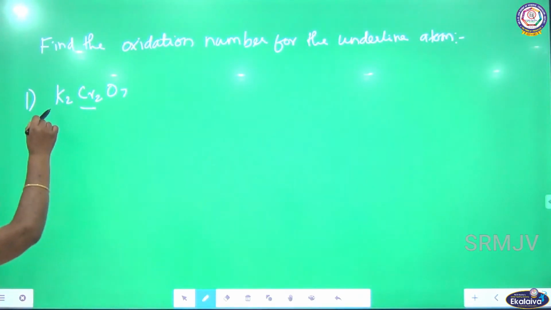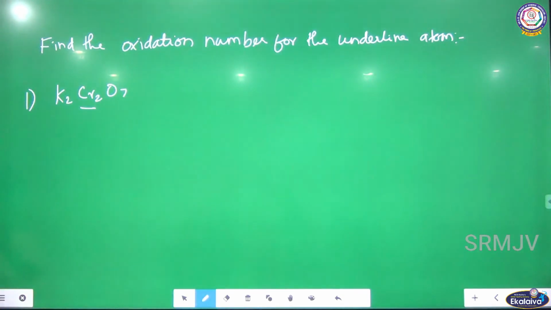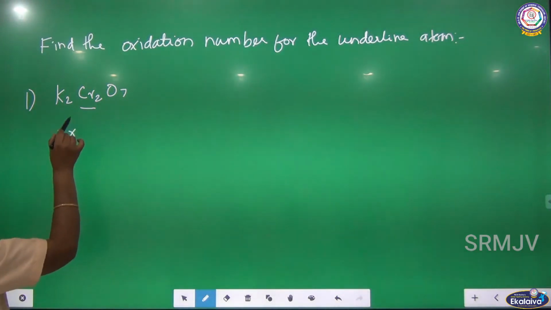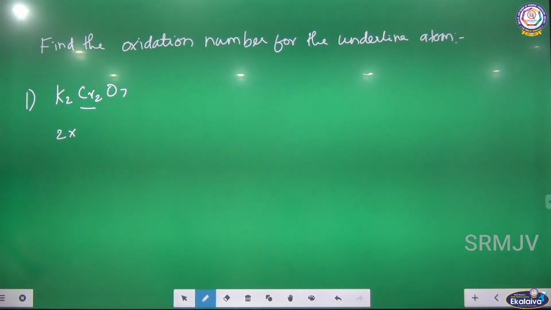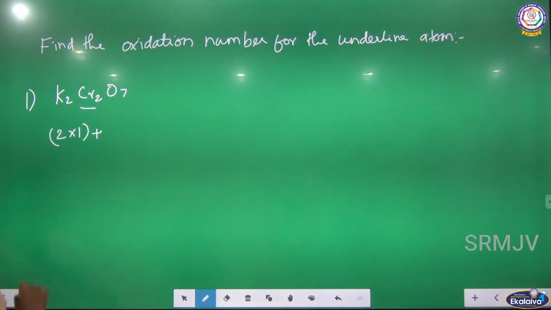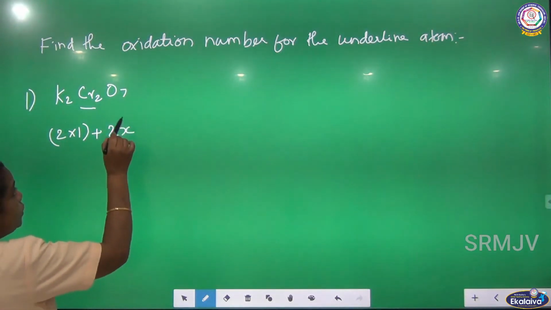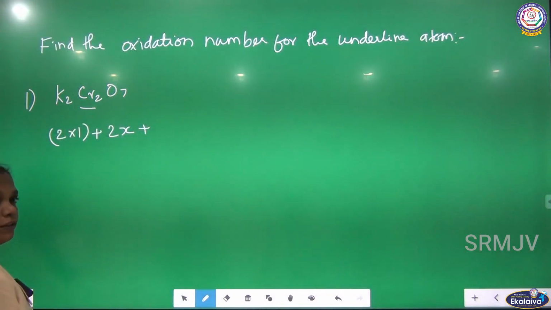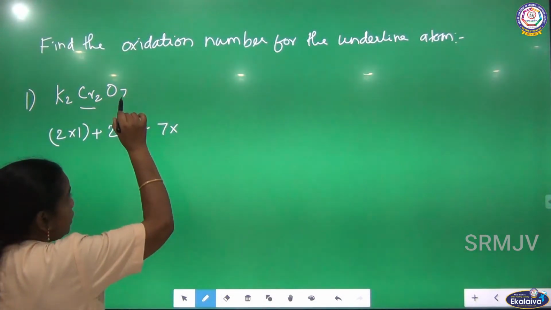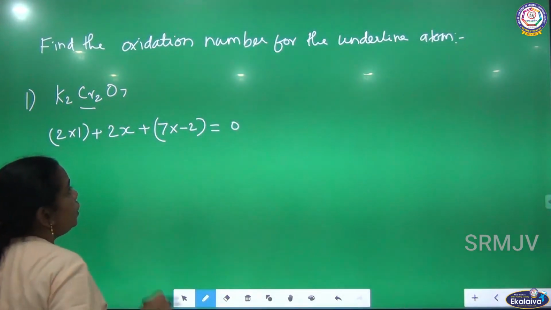Now you apply this. This is +1, and this one is -2. So how many potassium atoms are there? 2 potassium atoms. So 2 into the oxidation state of potassium, which is +1, plus how many chromium atoms are present in the compound? 2. So you have to take 2x, plus how many oxygen? 7 oxygen atoms. So 7 into the oxidation state of oxygen, -2, equal to 0.